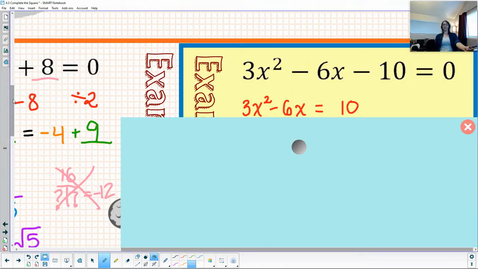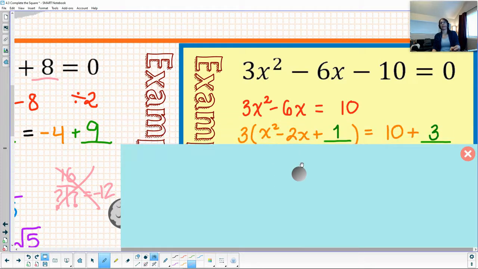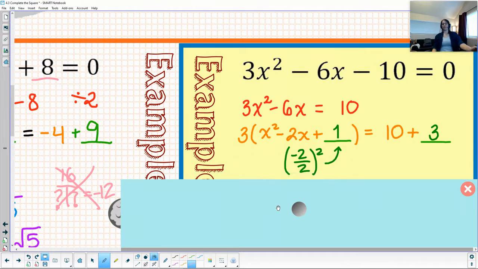All right, so hopefully on this one, you already moved the 10 over. Ooh, that last one I could divide by 2. This one I can't really divide everything by 3 because that's not going to be pretty. So this time, let's just take a 3 out. So I now have regular x squared minus 2x. Here you can see I took the middle part, split it in half, and squared it. Ooh, see how I did 3 times 1?